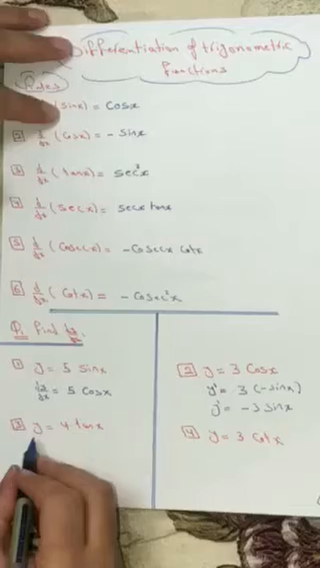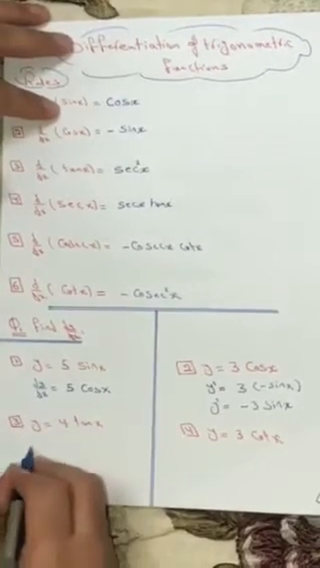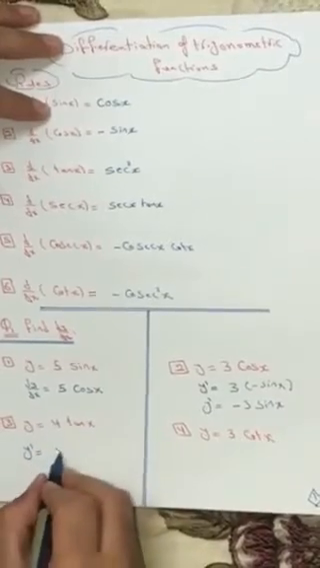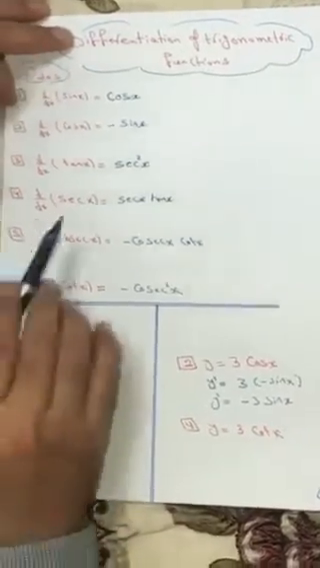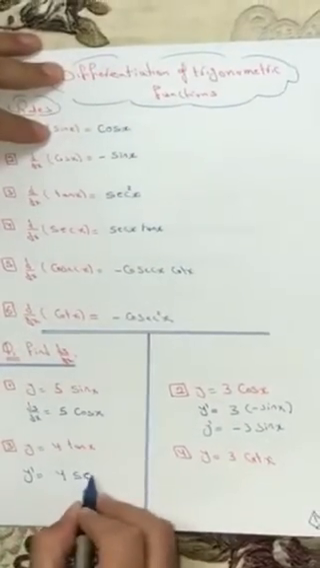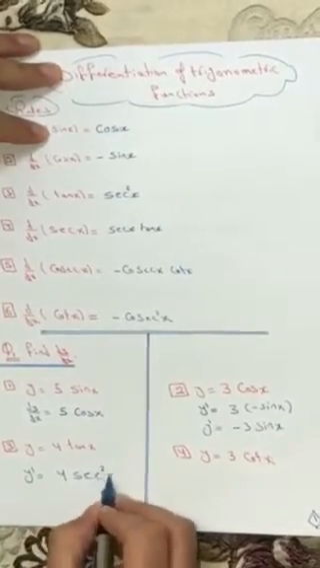Question number 3. If y equal 4 tan x, so y dash or dy by dx equal 4 is a constant. Tan x, derivative of tan x is sec squared x. So it's 4 sec squared x.